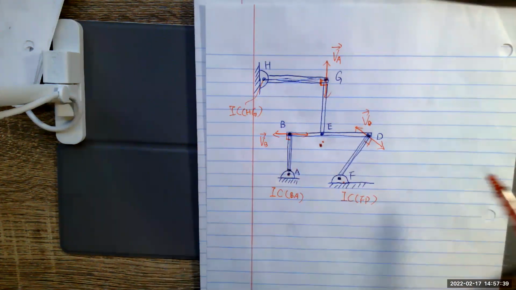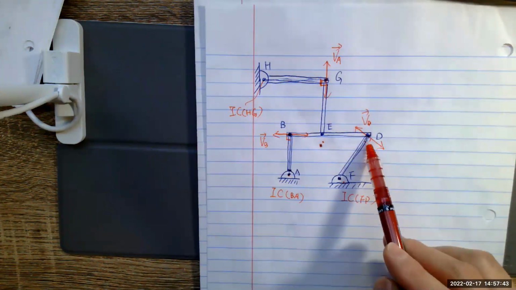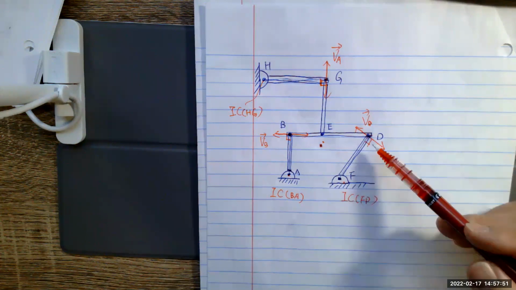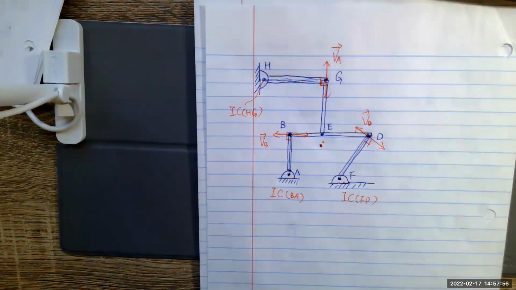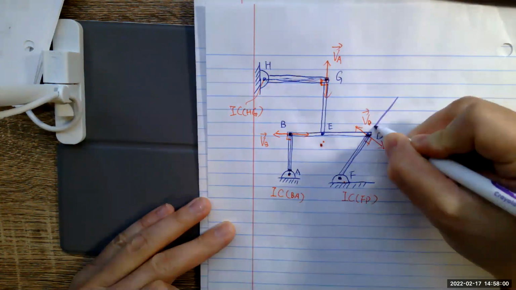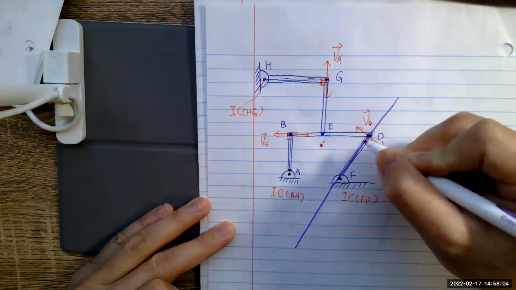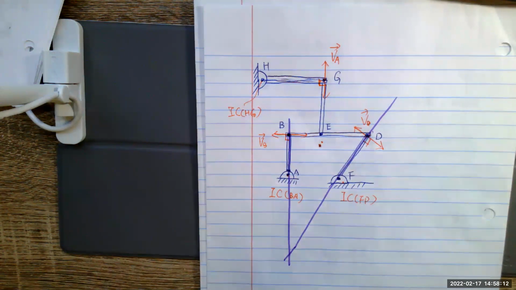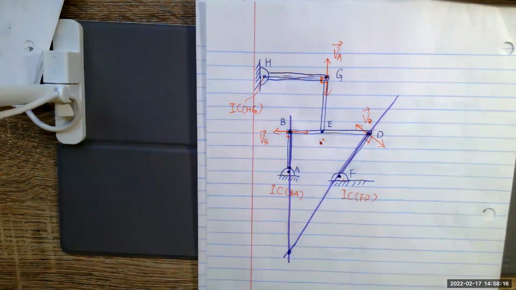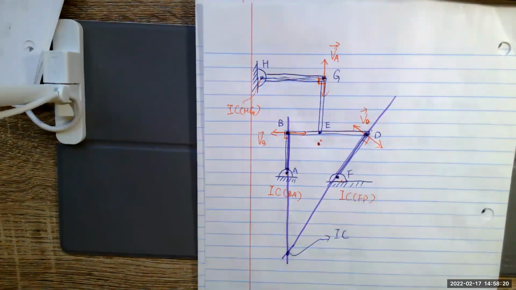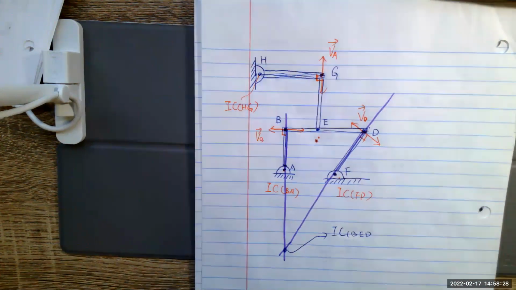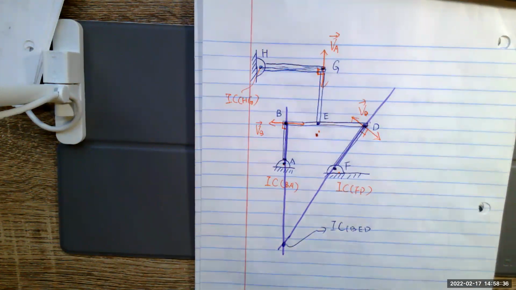Okay, follow the steps. First step, find 2 points. Here we have B and D, where we know the velocity direction. Second step is you draw lines perpendicular to the velocity vectors. Let's draw lines perpendicular to these velocity vectors. In this case, it would be just the extension for FD and the extension for AB. These 2 lines give us an intersection right there. This is the instant center for rigid body BED. Okay, so now we know 4 instant centers. We have one last instant center we need to figure out.